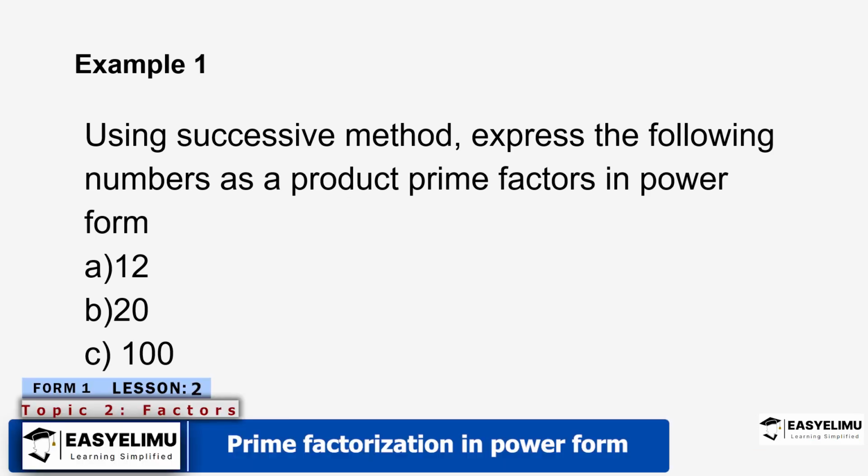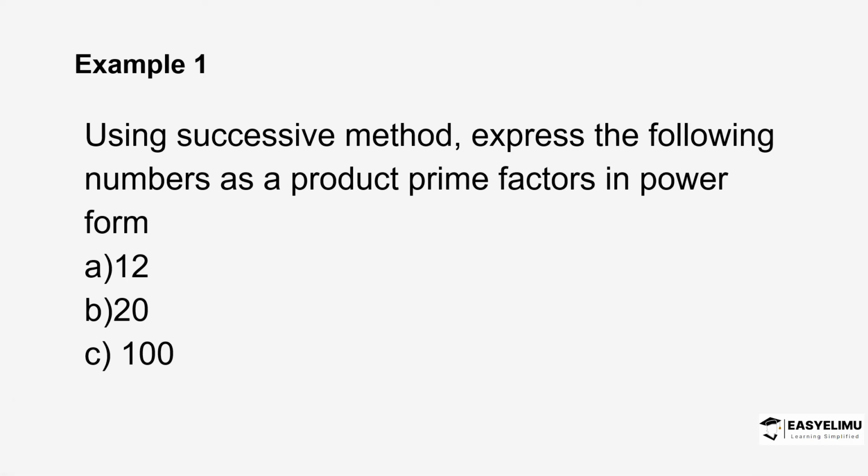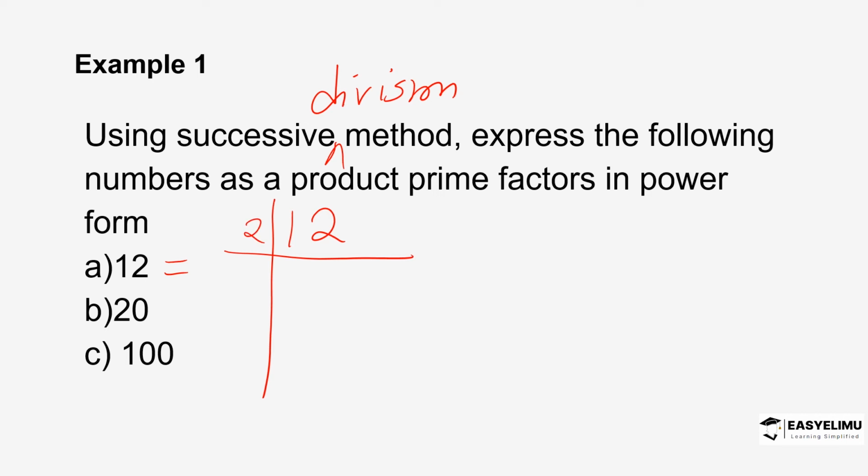So we have our first example here, where you are supposed to use the successive division method to express the following numbers as a product of prime factors in power form. We are starting with the number 12. You just need to write the number 12, and then find the smallest prime number that can divide 12, which is 2. Then you divide successively or continuously until you have the remainder down here as 1.